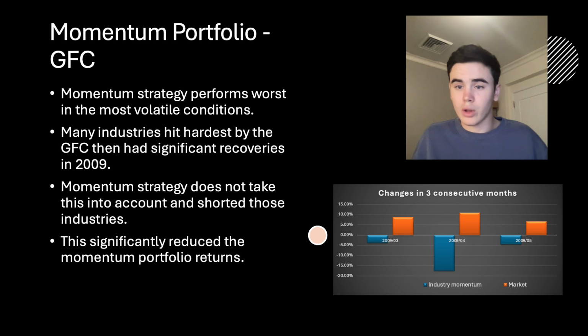The momentum portfolio performed at its worst in these circumstances because it assumes that industries that performed poorly in the past will continue to do so into the future. In significant global economic shocks like the GFC, this is often not the case. The momentum portfolio continued to short industries that had taken a massive hit during the GFC, even as those very same industries rapidly recovered. This exacerbated the losses in the momentum portfolio, as you can see on that graph below.